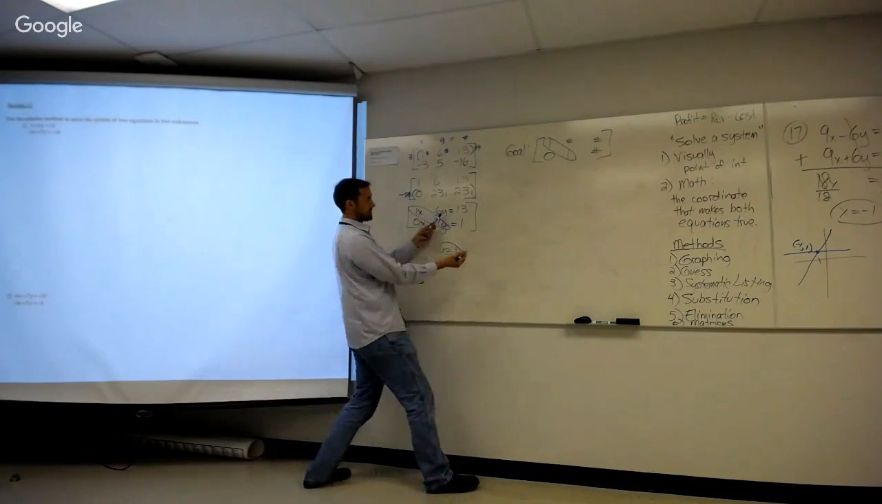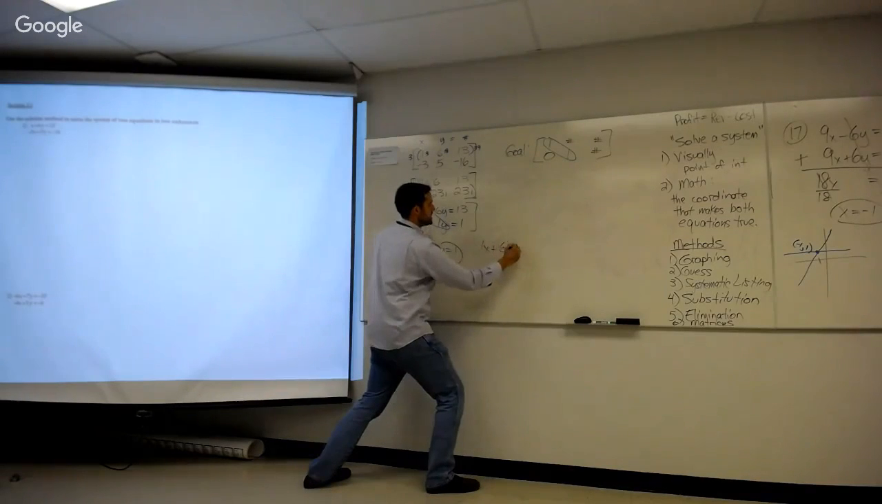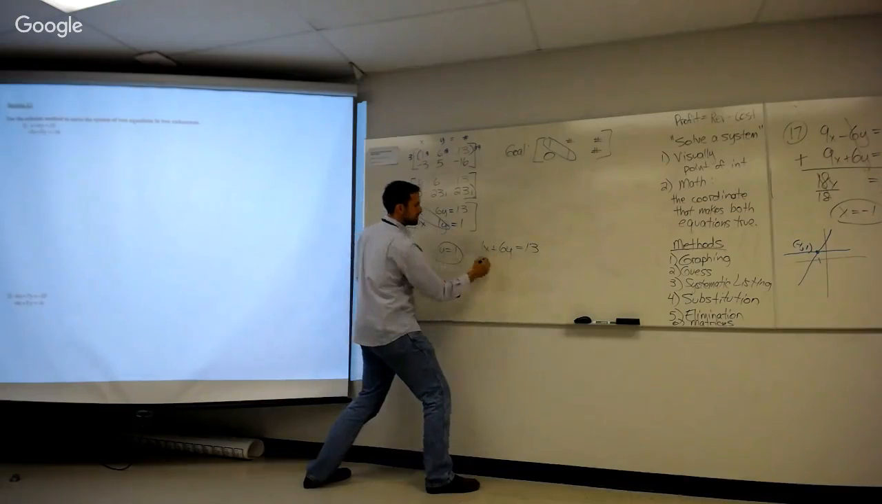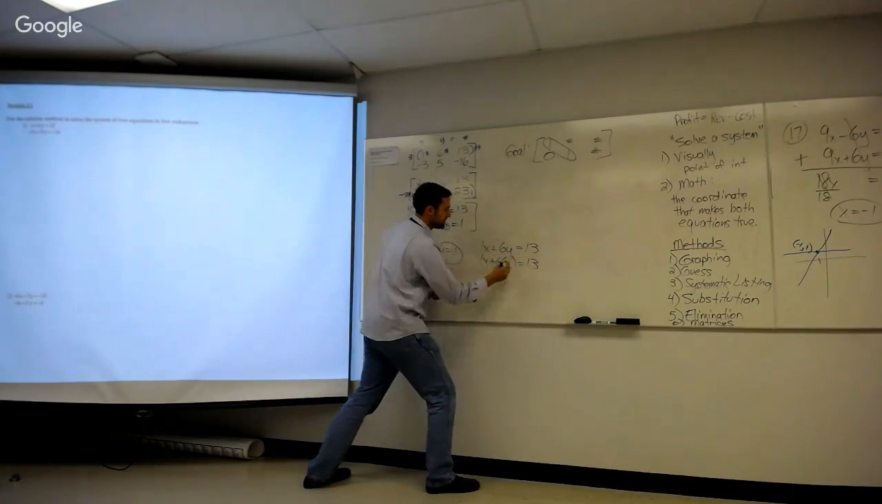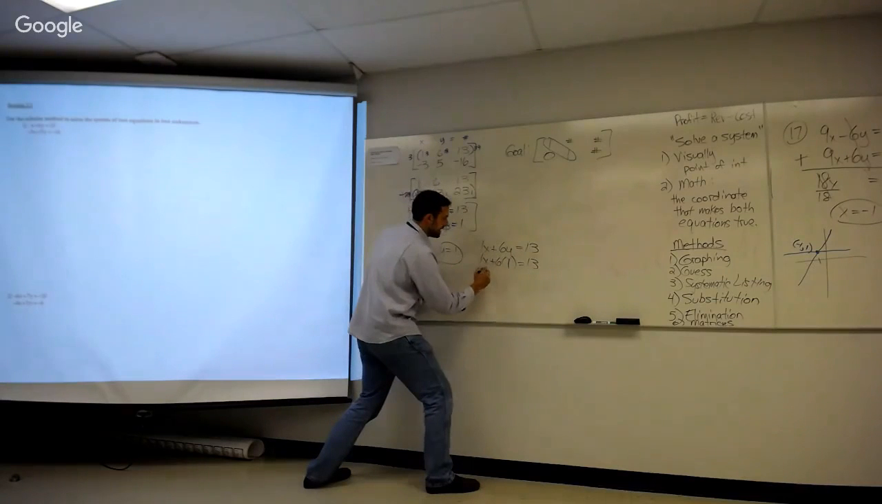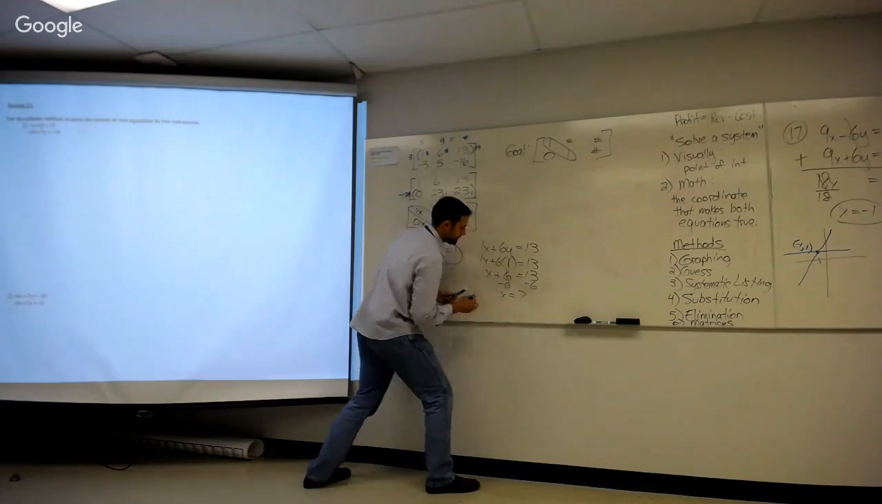So we kind of have to go somewhere and do some work for that. This equation is 1x plus 6y equals 13. And where the y is, I'm going to put a 1. So 1x plus 6 times 1 equals 13. And so that gives us x plus 6 equals 13. And therefore, x equals 7.